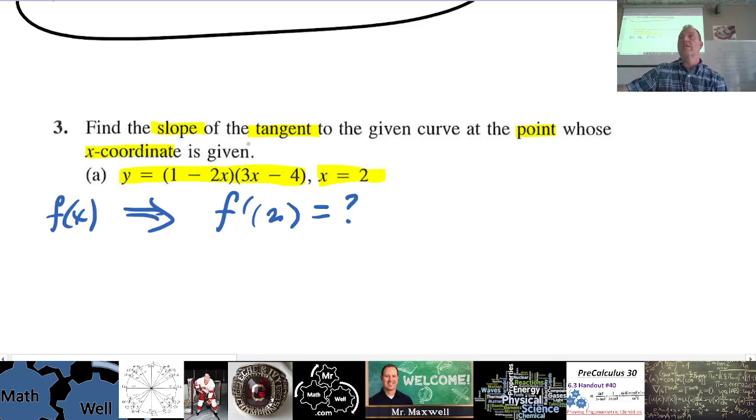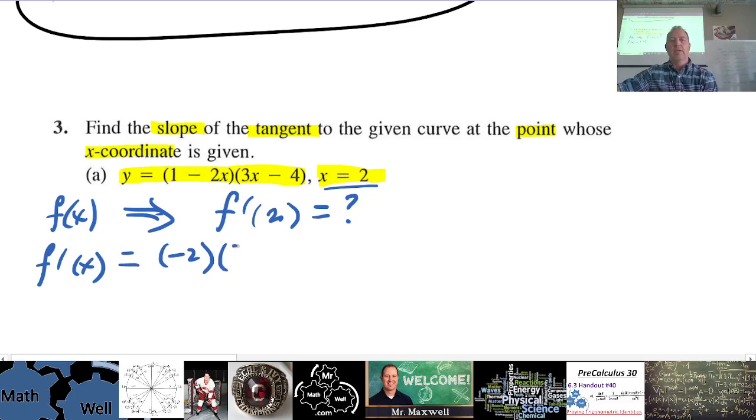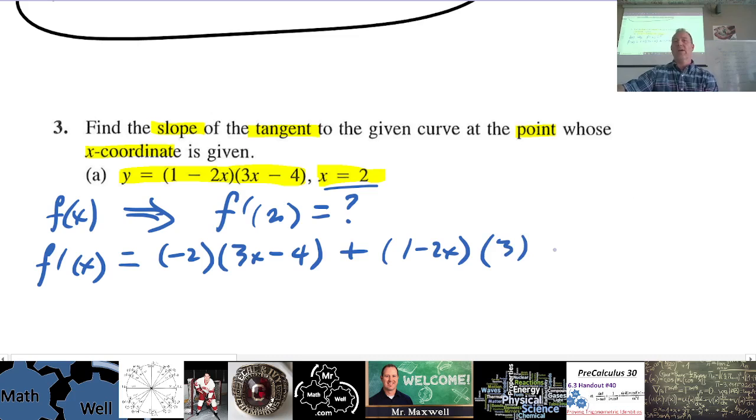And the nice thing about this is that you're just looking for a value, so when you do the derivative of this, you do not have to simplify the expression before you plug in the 2. So you can basically take the derivative, do not simplify that long expression, and just plug 2 in. So I'll show you. f prime of x, which is the same as y prime, is going to be the derivative of the first, that's negative 2, times the second, plus, I'll get you to help me out with this one, the first, which is 1 minus 2x. What's the derivative of the second? Yeah, it's just 3. Right on. So this is f prime of x, right? It's an unsimplified expression. No problem.